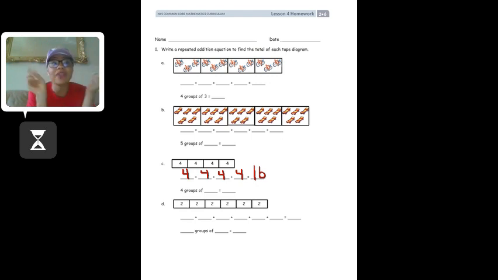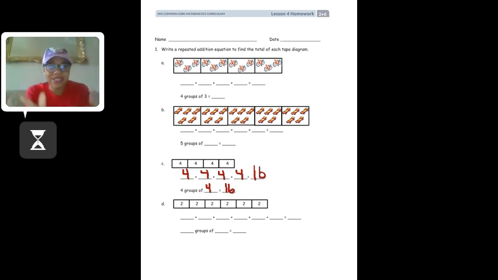That's right, there's 4. So I'm going to put the number 4 right here. 4 groups of 4 equals how much? 16. So I'm going to put 16 right here. So 4 groups of 4 equals 16. Good job. And so we're going to do the same thing again when we go to letter D.